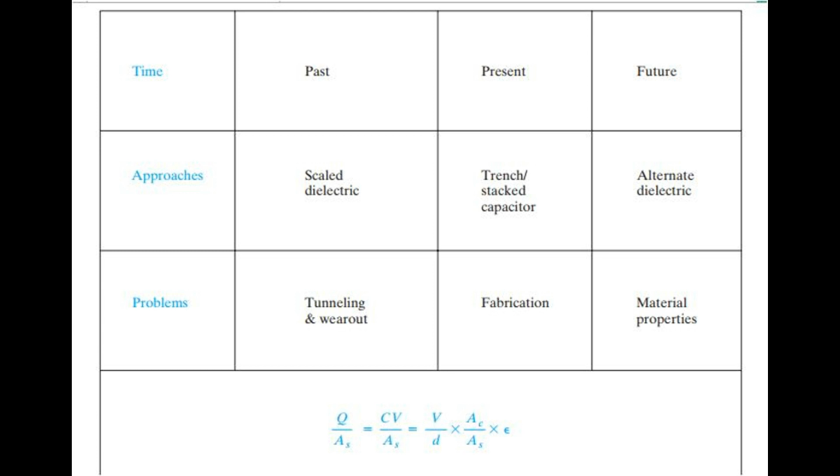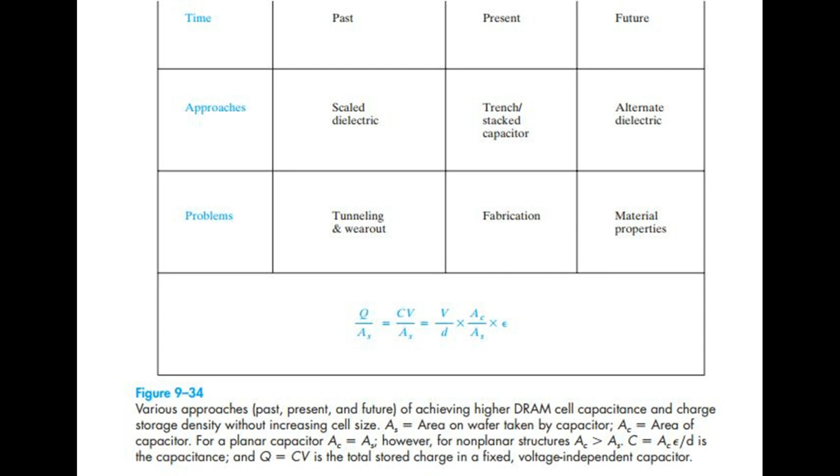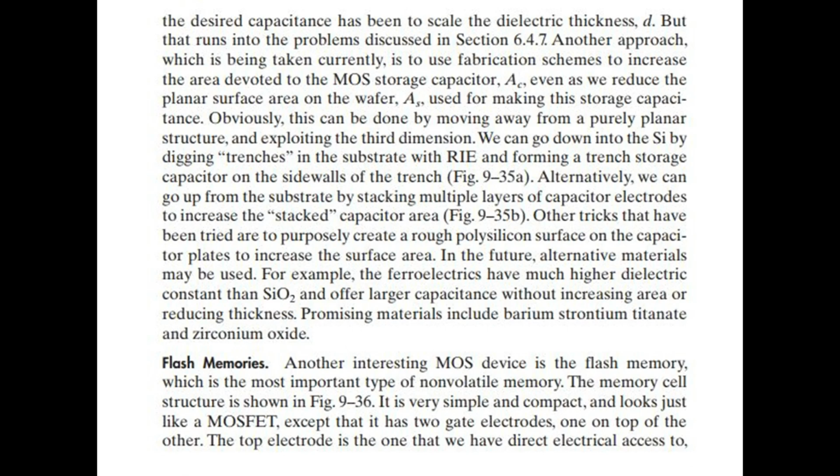Figure 9.34: various approaches, past, present, and future, of achieving higher dynamic random access memory cell capacitance and charge storage density without increasing cell size. As equals the area on the wafer taken by the capacitor, Ac equals the area of the capacitor. For a planar capacitor Ac equals As, however, for non-planar structures Ac is greater than As. C equals εAc/d is the capacitance, and Q equals CV is the total stored charge in a fixed, voltage-independent capacitor. But that runs into the problems discussed in section 6.4.7.